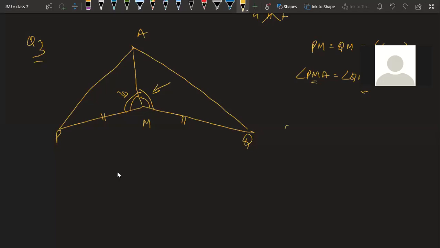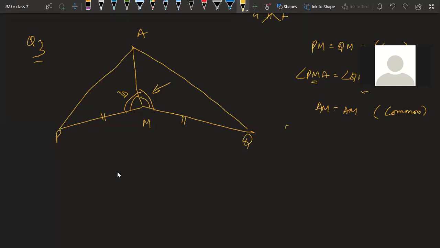AM equal to AM. Class, AM equal to AM, very simple, because this is common. The reason for AM equal to AM is very simple. It is common. Common side, yes. And finally, they are asking triangle AMP congruent to triangle AMQ.